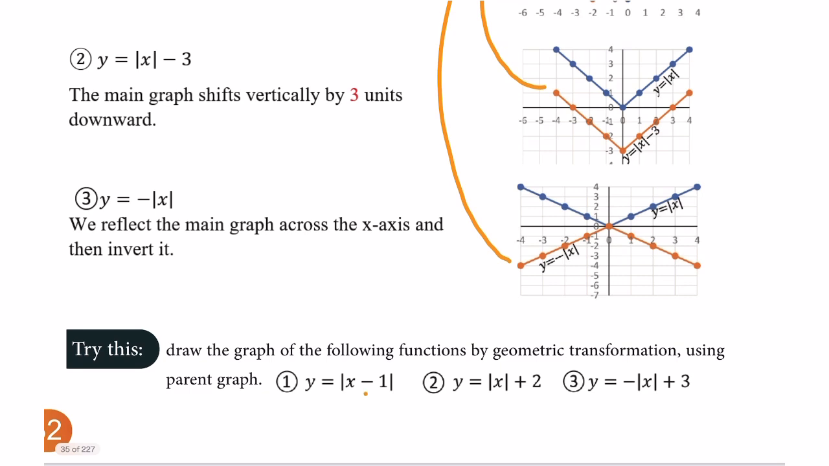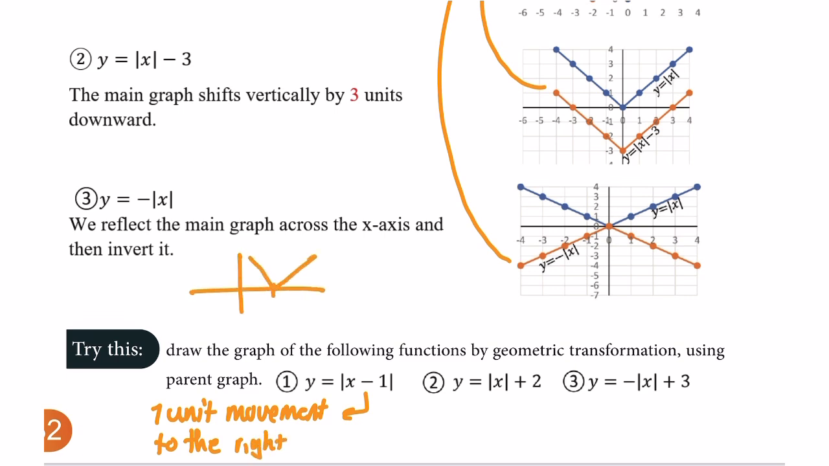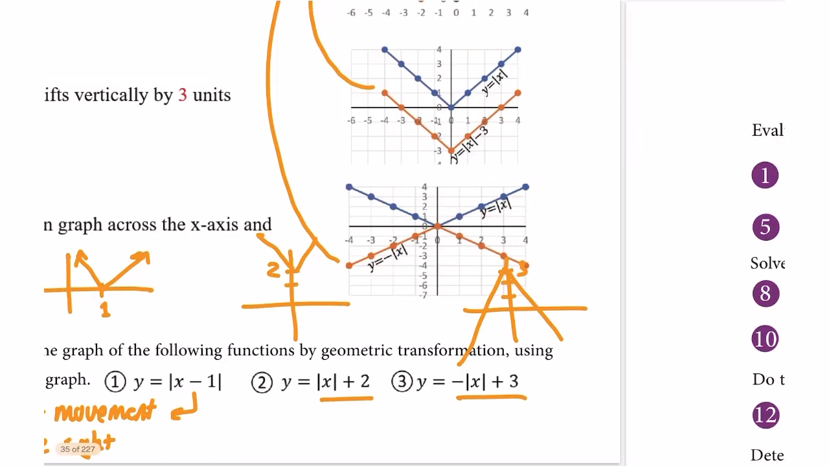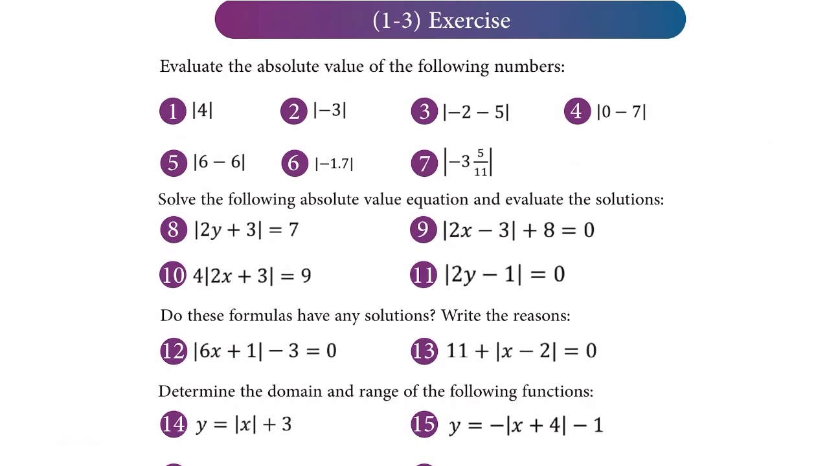So if we talk about this, is 1 unit movement to the right, okay? You can just draw it like that. 1, and you draw it like that. Just that, 1. For this part here, is that vertical transformation 2 units up. So it means that you draw the line 1, 2, and you go up like that. This is the 2. Just that this one is a reflection and 3 units up. So it means that you go 3 units up, 1, 2, 3. This is the 3, but you go down like that. These are the exercises.